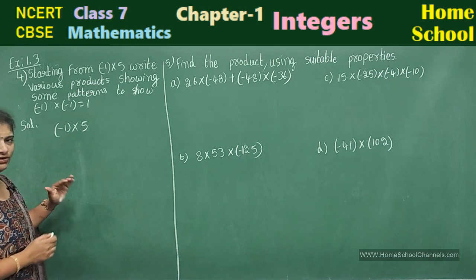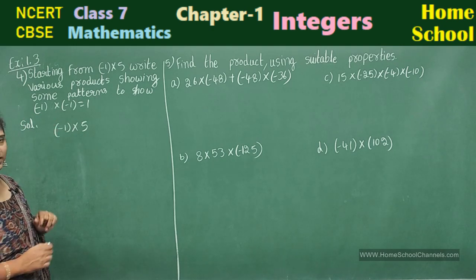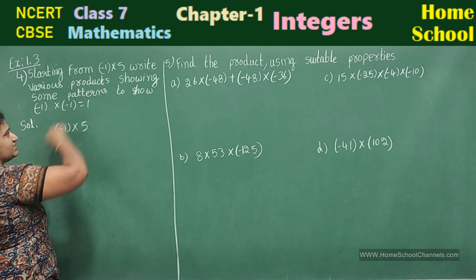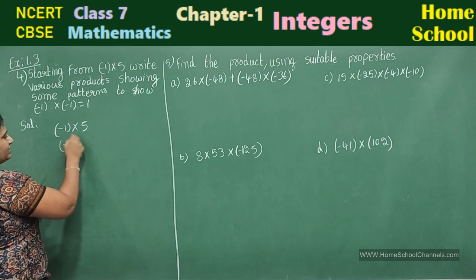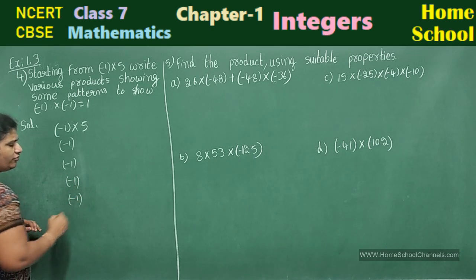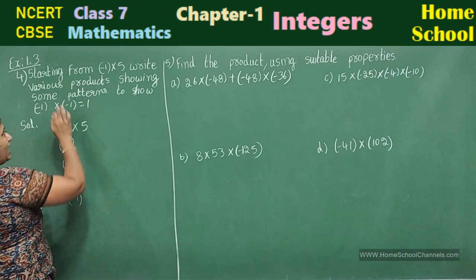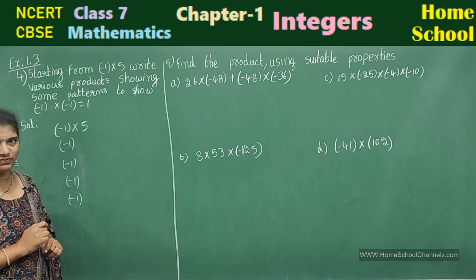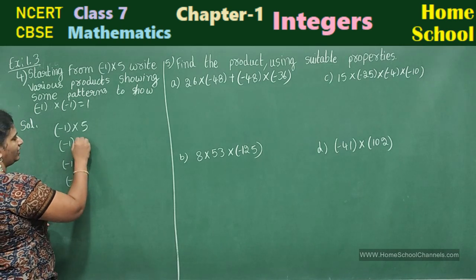Up to where we need to find the products? See here, -1 into -1. Observe in these two, is there anything common? -1 is common. Up to where you are going to write? Wait for a while. Here you have 5 and here you have -1. Decreasing order, try to write the product.